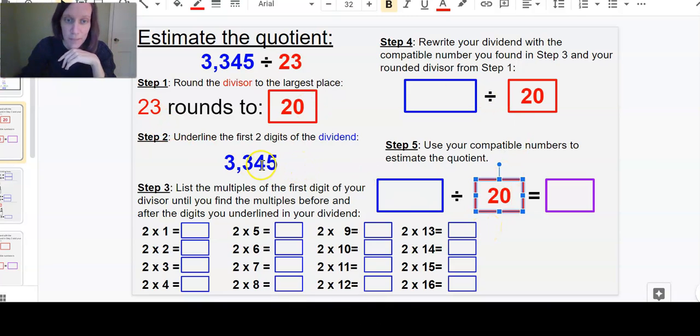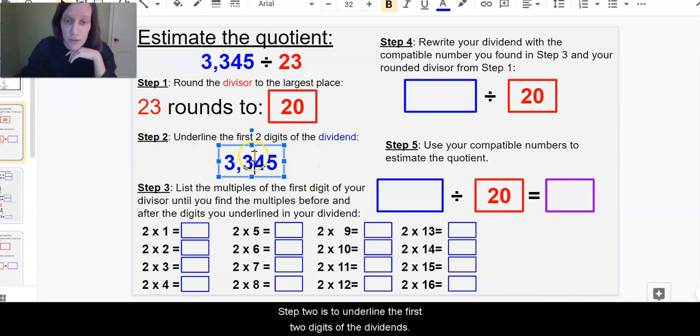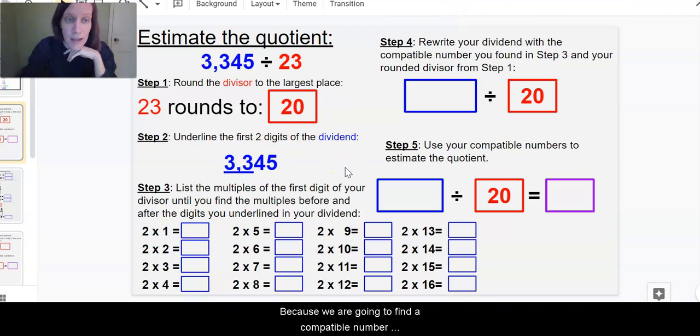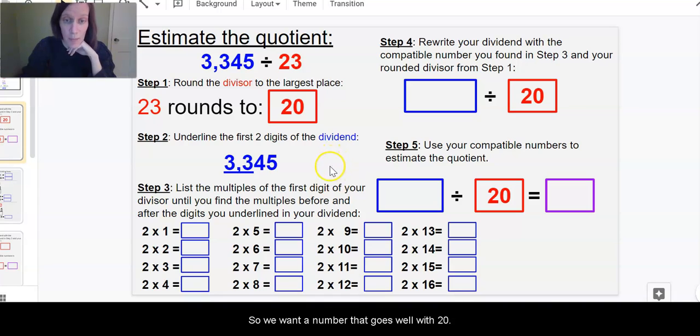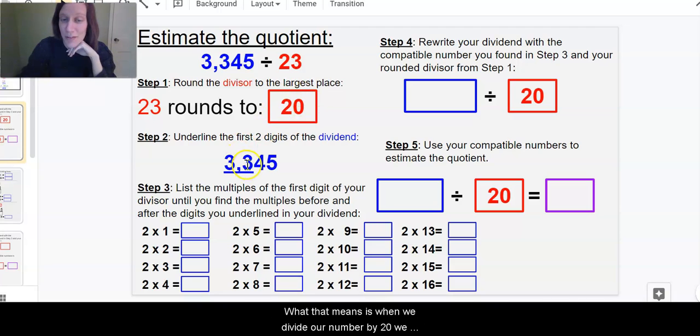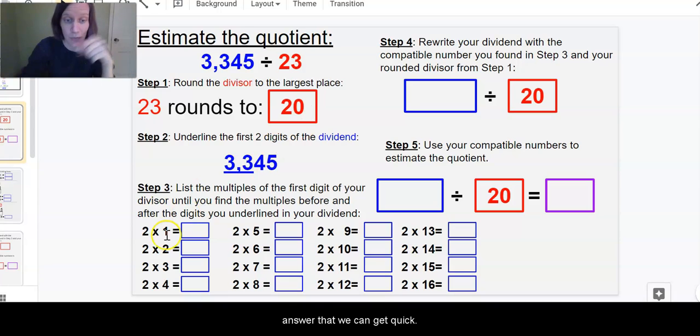Step 2 is to underline the first two digits of the dividend because we are going to find a compatible number. Remember, compatible means they go well together. So we want a number that goes well with 20. What that means is when we divide our number by 20, we don't want to have a remainder. We want an exact answer that we can get quick, okay?